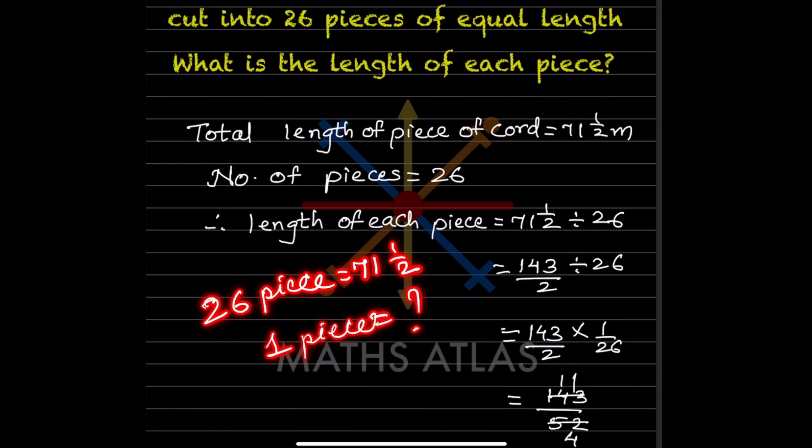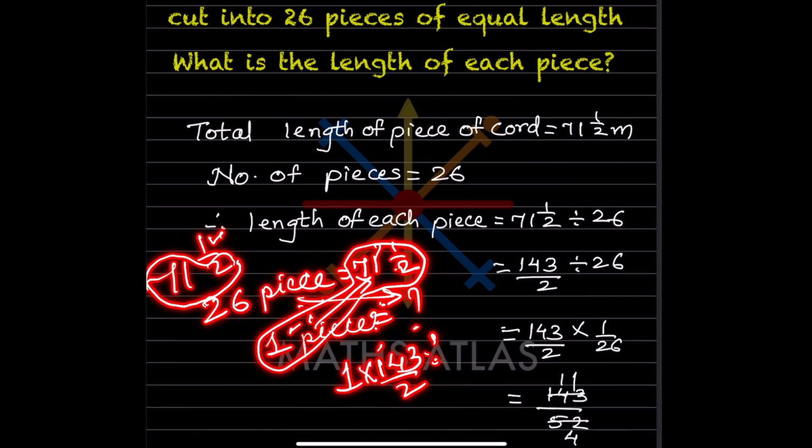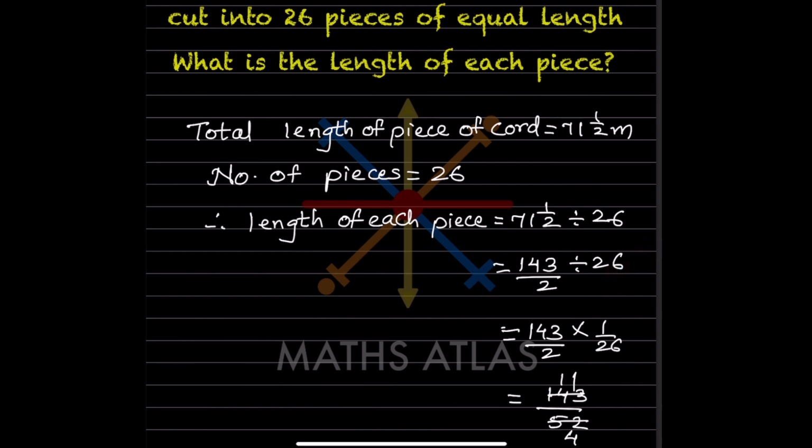Again, when we cross multiply, as I said earlier, these two numbers go in the numerator. So that will be 1 into 71 1 by 2. 71 1 by 2 can also be written as 143 by 2, because 142 plus 1 gives 143 by 2. So you will write 1 into 143 by 2 divided by 26. Hope this is clear. You have to be careful with this step.